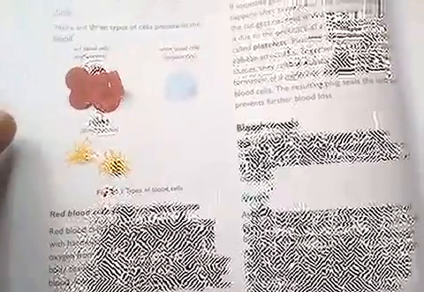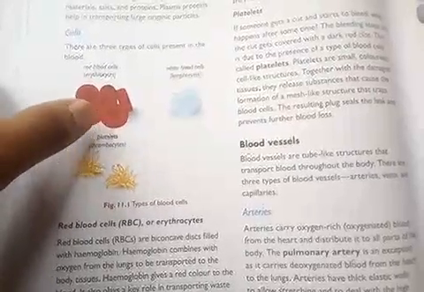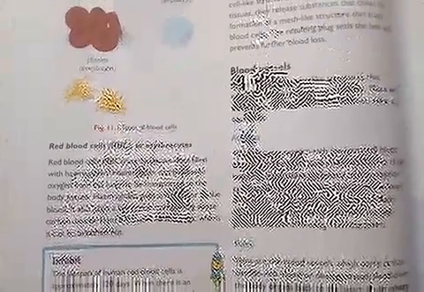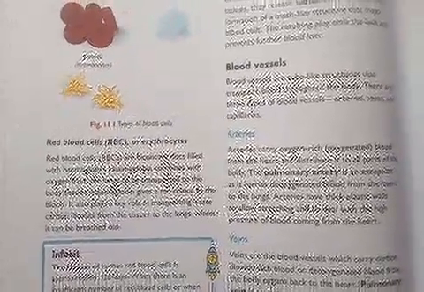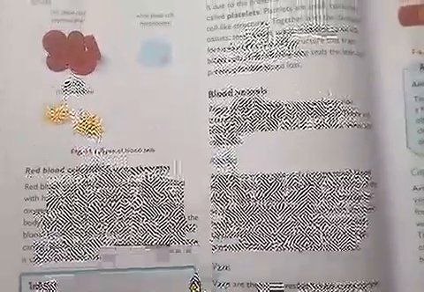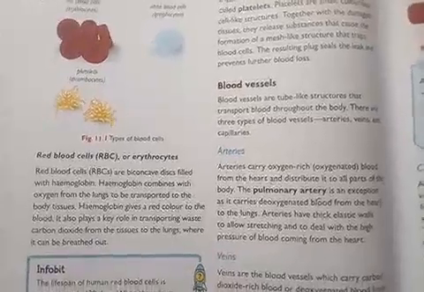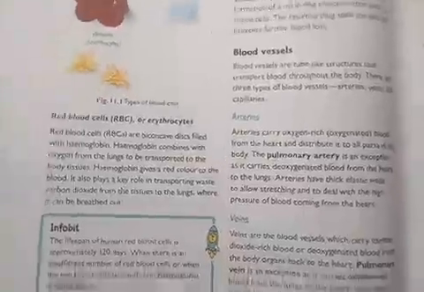As you can see out here in the diagram, it looks like a biconcave disc. So there is a hollow in the center. That hollow is able to carry oxygen, and it also plays the role of transporting carbon dioxide. So not only oxygen, it also carries carbon dioxide from the tissues to the lungs where it can be breathed out. So mostly we can see that red blood cell is related to transportation of carbon dioxide and oxygen.